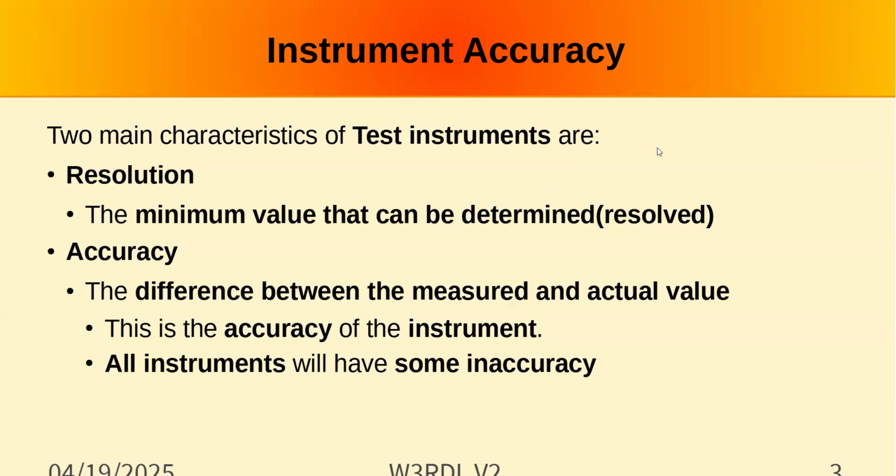Two main characteristics are resolution and accuracy. Resolution is the minimum value that can be displayed or resolved. The accuracy is how close that is to its actual value. Even though you might have resolution down to infinite, whatever, the accuracy may be way off. I mean, you could have 1 volt accuracy and have resolution down to microvolts.